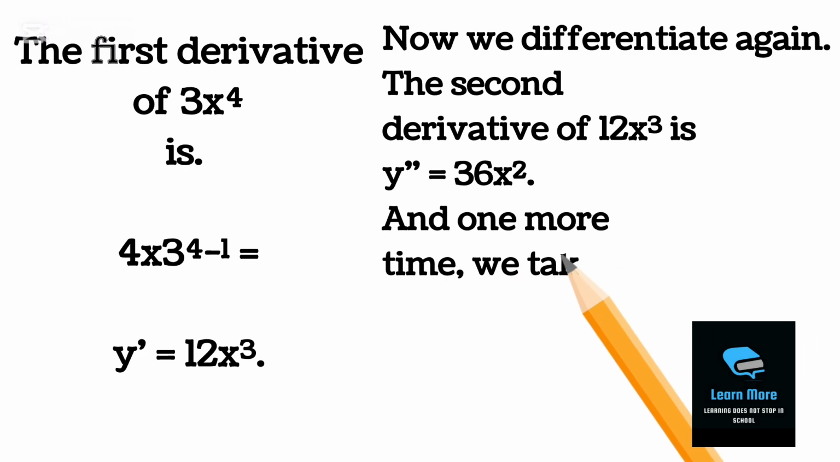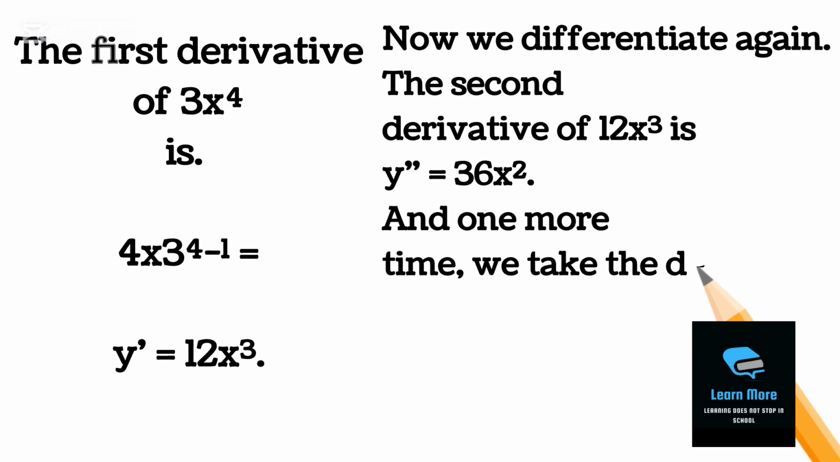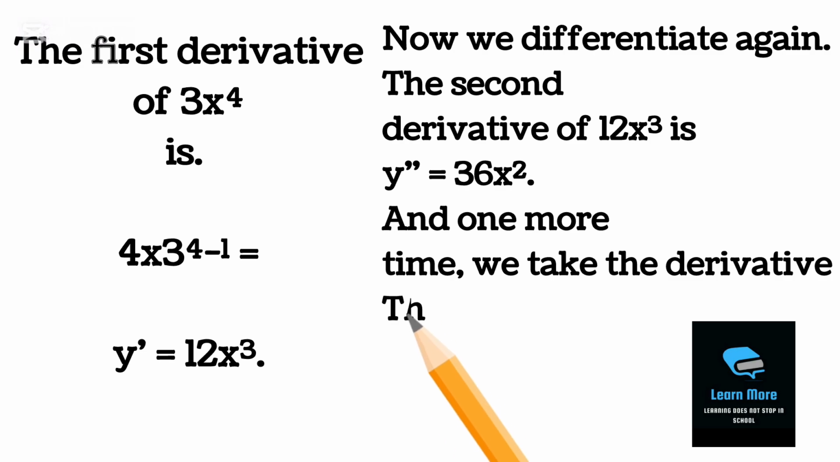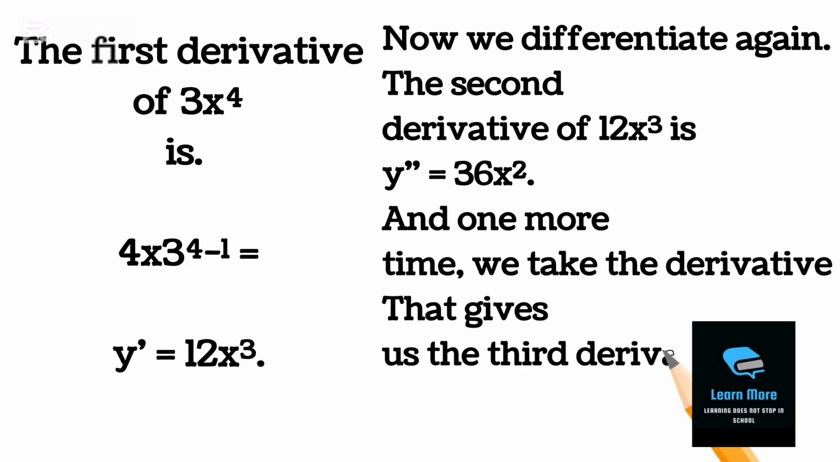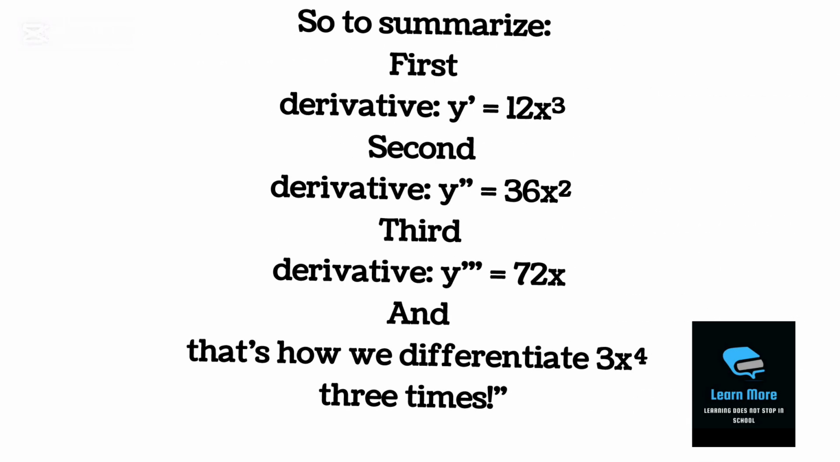And then again, to get the third derivative, we are going to differentiate one more time, which is going to give us y prime prime prime, and that will be equal to 36 times 2, which is 72. 2 minus 1 is just 1, so we have 72x as our third derivative. Therefore, y prime prime prime is equal to 72x.